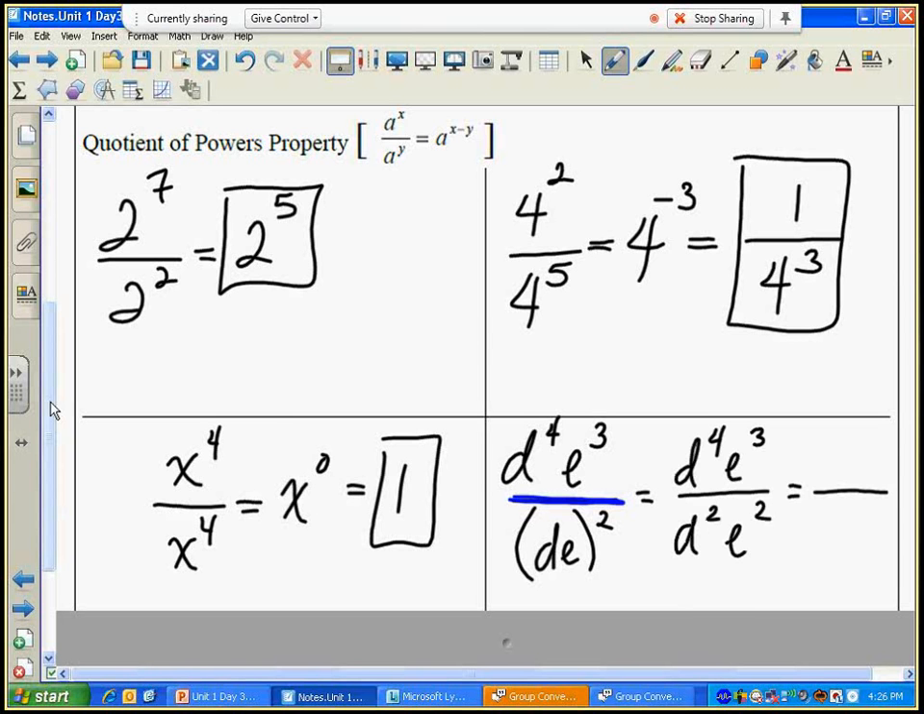The d's, well, you got 4 minus 2 gives you d squared. As you look at your e's, you got 3 minus 2 gives you e. D squared e is a simplified answer. Take a moment to go to your homework practice sheet and try the first 3 problems.